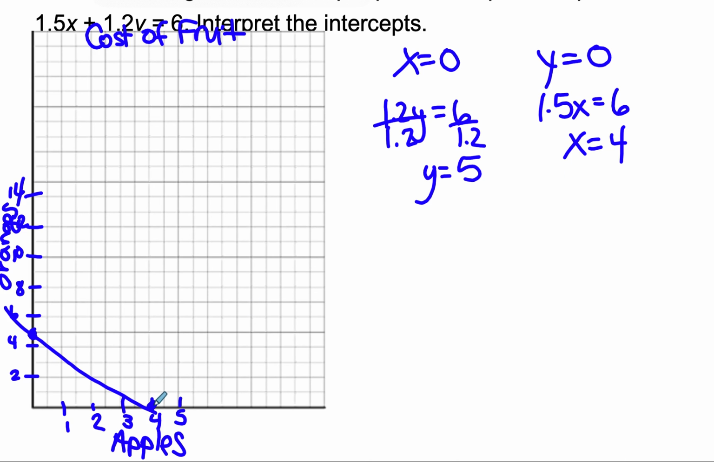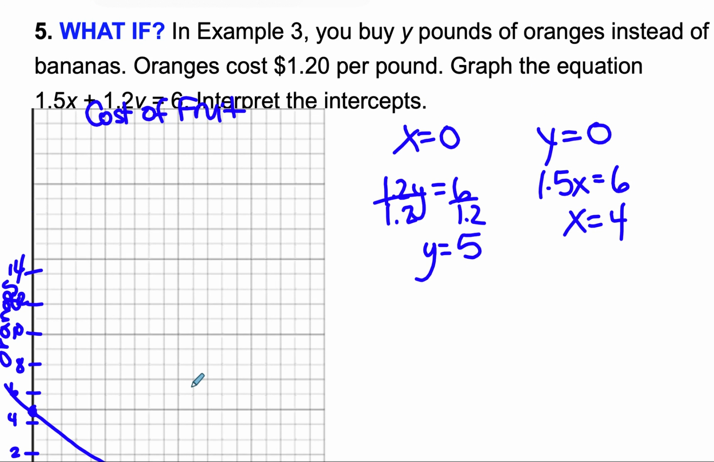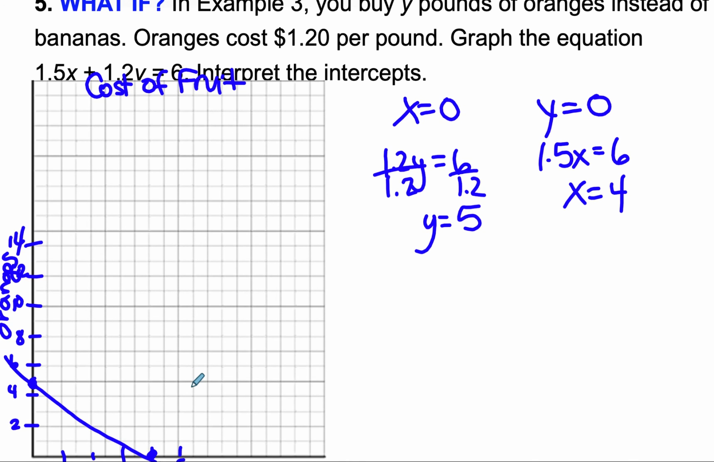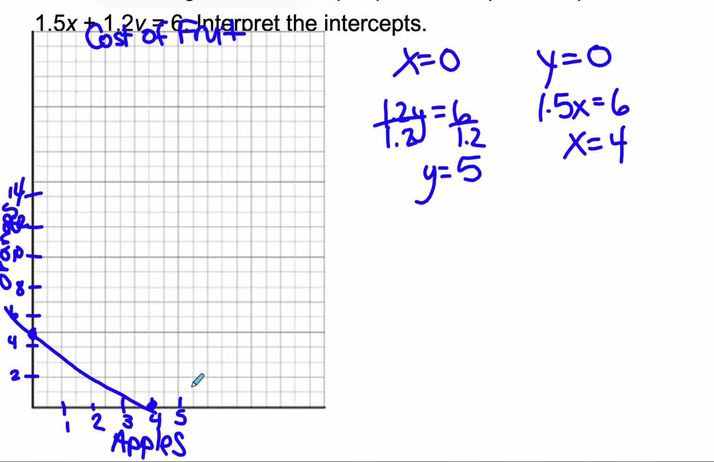So 4 pounds there. And then I need to interpret, which it looks like I forgot to write down, but an interpretation for this one would be that I can buy 5 pounds of oranges and no apples, or I could buy 4 pounds of apples and no oranges. That would be my interpretation.